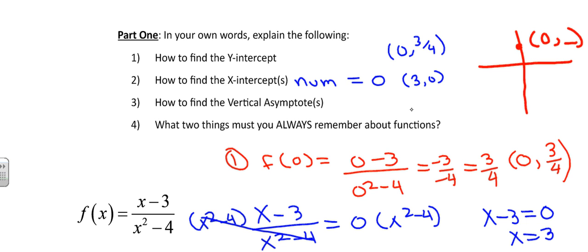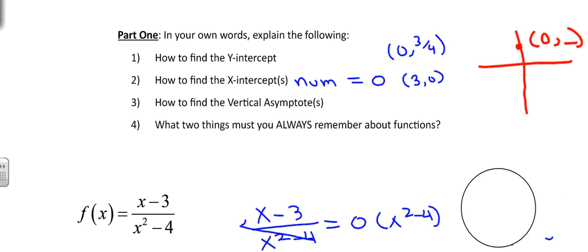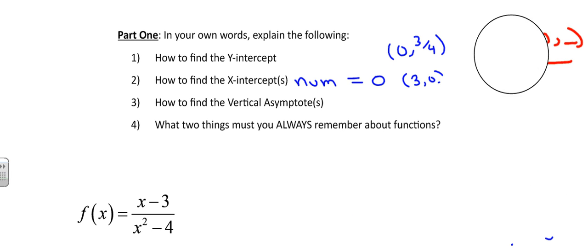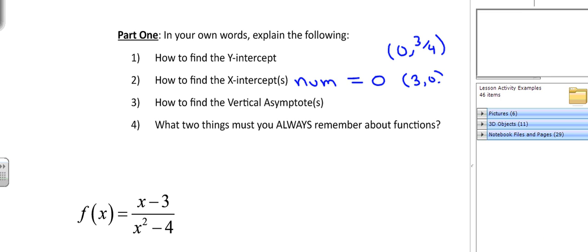Okay, so next, how do we find the vertical asymptote? All right, so let me erase what I have thus far, and then let's talk about a vertical asymptote. For a vertical asymptote, I need to know what domains are restricted. So I'm looking for what x cannot be. Because if you think about it, if I have a graph, let me grab a picture of a graph here for you.